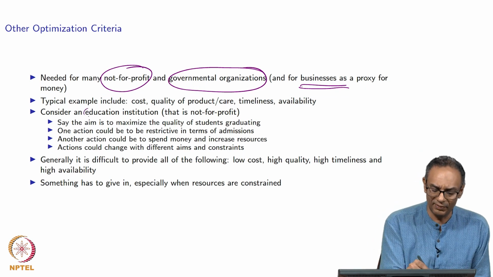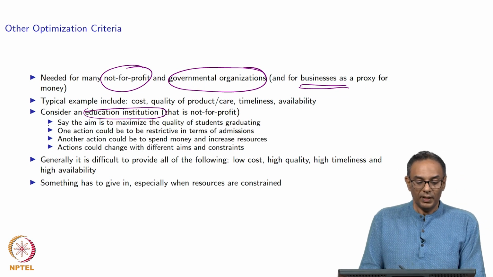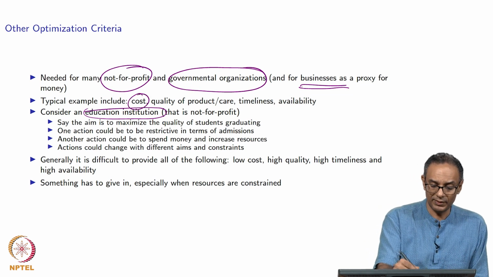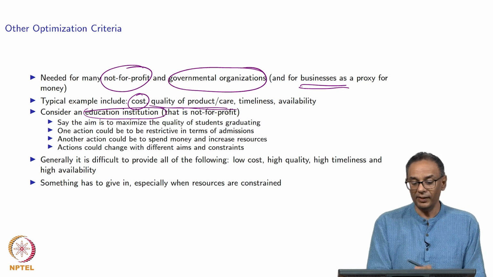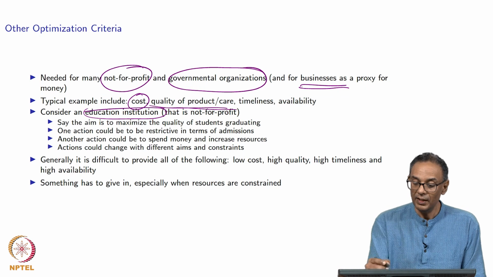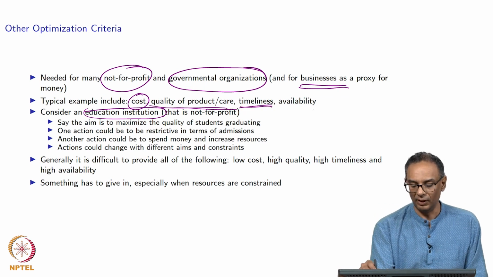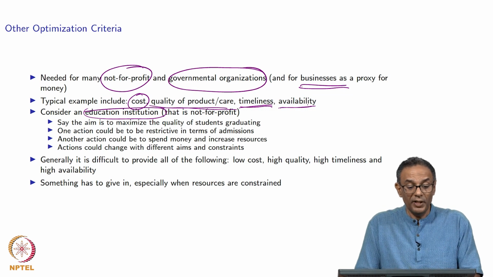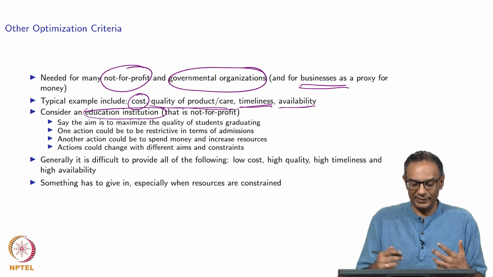Let's take an example of an educational institution. Now, we are usually trading off between cost, quality of the product, like if you're a company making a product, or the quality of care if you're a healthcare or a service, the timeliness, how much on time things are, and the availability. So these are other metrics that one typically uses.